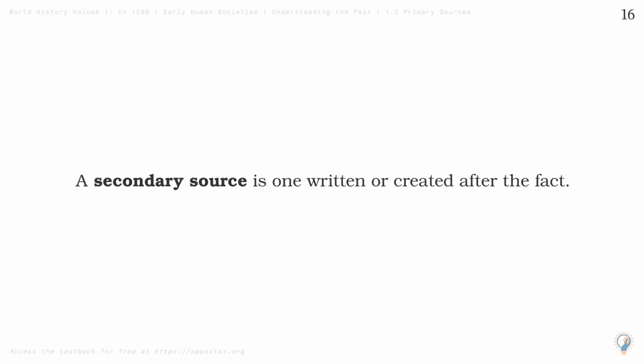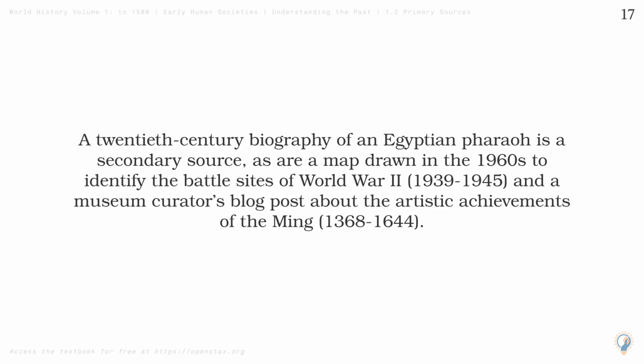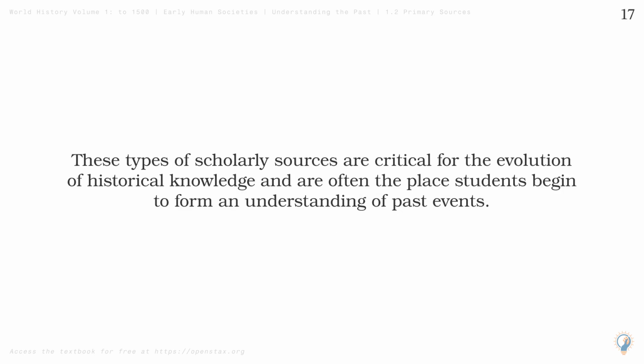A secondary source is one written or created after the fact. A 20th-century biography of an Egyptian pharaoh is a secondary source, as are a map drawn in the 1960s to identify the battle sites of World War II, 1939 to 1945, and a museum curator's blog post about the artistic achievements of the Ming, 1368 to 1644. These types of scholarly sources are critical for the evolution of historical knowledge and are often the place students begin to form an understanding of past events.